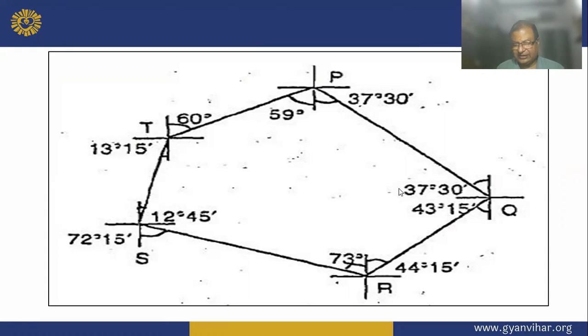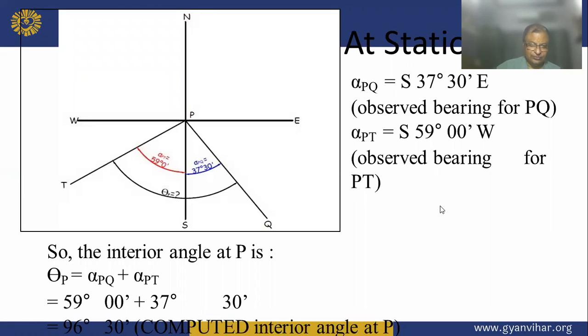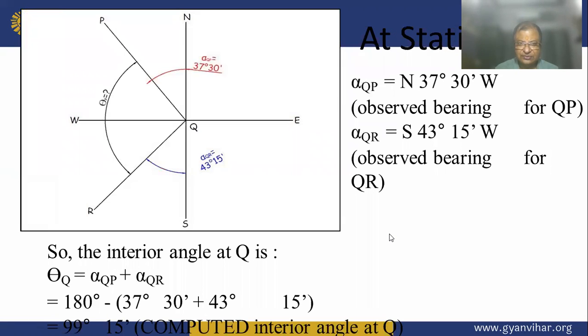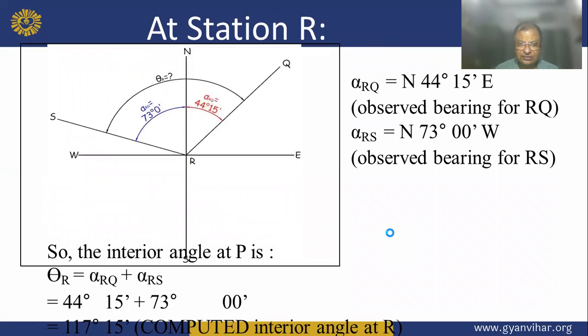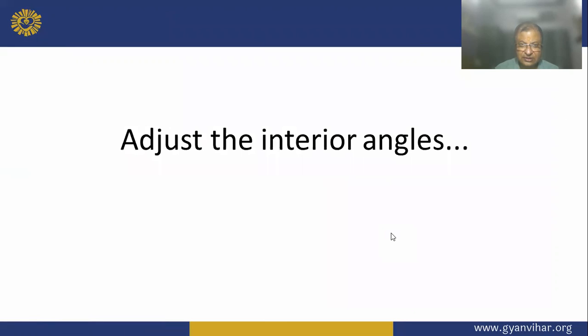But due to local attraction, the closing of the traverse is not possible. Solve for the interior angle. Now, this is the solving. Adjust interior angle.